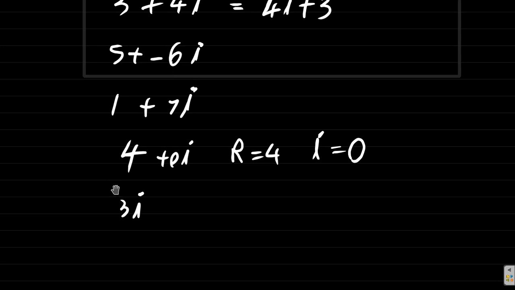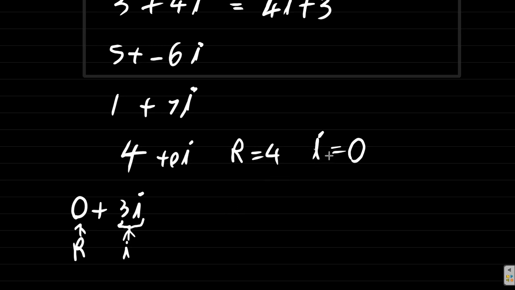What about 3i? Well, this can be written as 0 plus 3i, where the real part is 0, and the imaginary part is the 3i. Alright? The real part here is 4, the imaginary part is 0i.